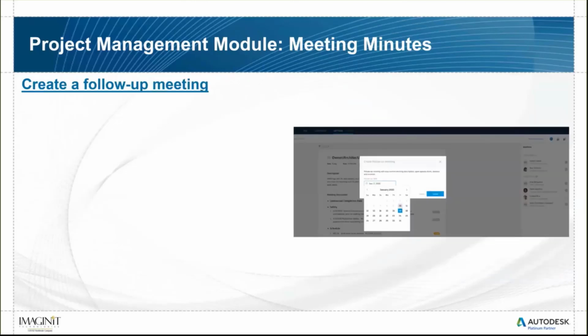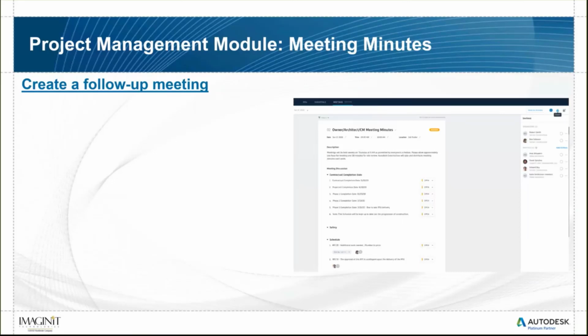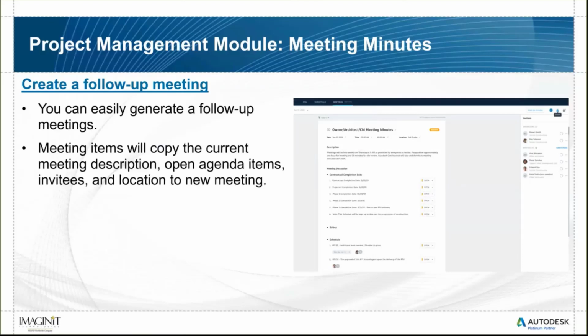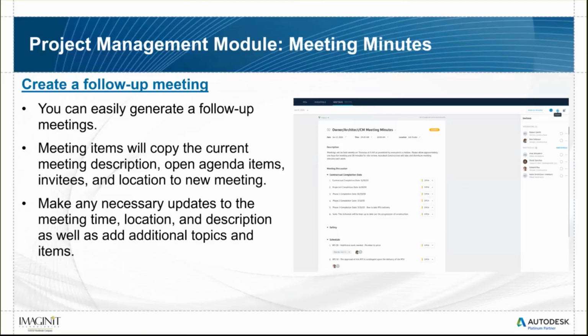And of course, as you create meeting items, if they're not going to be resolved in that meeting, you can push them forward to the next meeting and create a follow-up meeting from the meeting that you're in, and those items will be carried forward here. So you can easily generate those follow-up meetings. All the meeting items from the current meeting will copy over if they're still open. And you can then make necessary changes to the new meeting: a new date, invite others to it if needed, add additional topics, all those things.